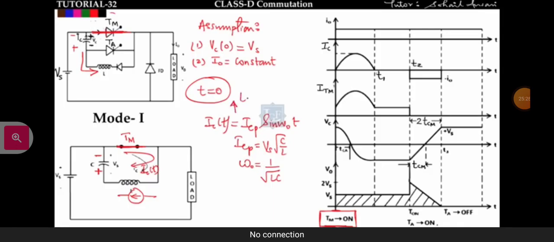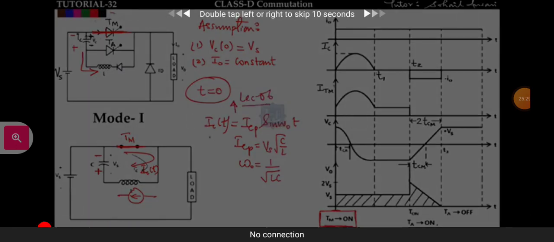I have explained you in lecture number 6 in discharging LC.